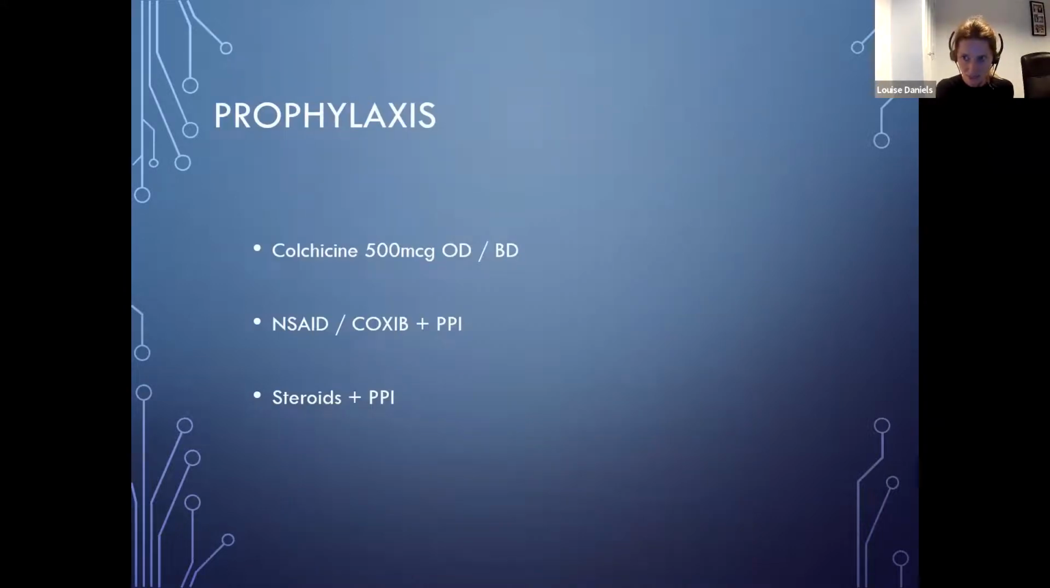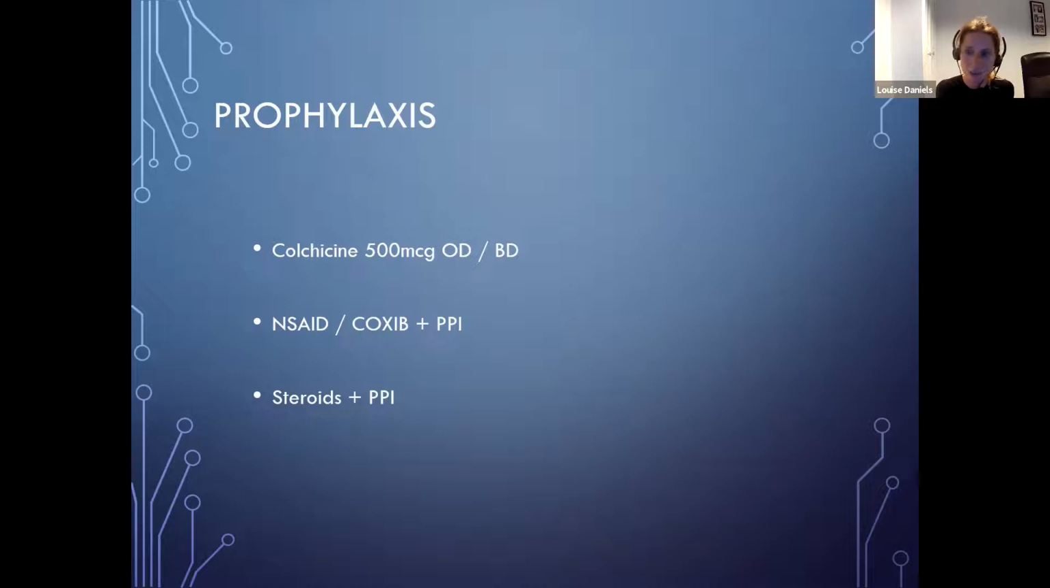When we start patients on allopurinol, on urate lowering treatment, they can suffer acute attacks of gout in the early weeks and initial stages of treatment. And that's as we're removing the uric acid from the joints. Some can escape into the joints and cause acute attacks.